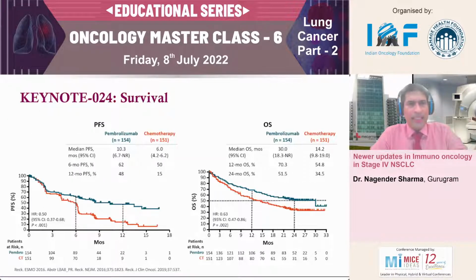So as you can see, in the Keynote 024 trial, the PFS advantage was favoring pembrolizumab, that was 10.3 months, and the 6-month and 12-month PFS also were much, much better. And overall survival also was favoring pembrolizumab. The median was 30 months, and 12-month and 24-month survival were also much, much better. As you can see, the survival curves are wide apart, and hazard ratios are favorable.